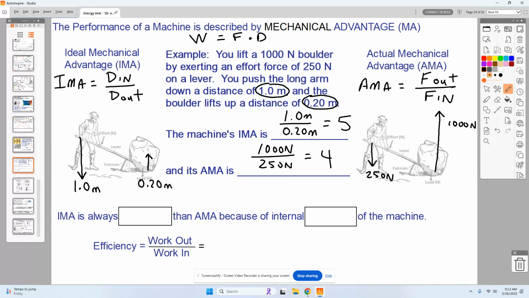So the actual mechanical advantage: we're always going to see that the IMA is greater than the AMA, and that's because we always have some sort of internal friction. That's going to reduce some of the energy on the output side. I think I have just enough time to show you how to calculate efficiency. And so efficiency is always a measure of output work to input work. Let's go ahead and do that now.